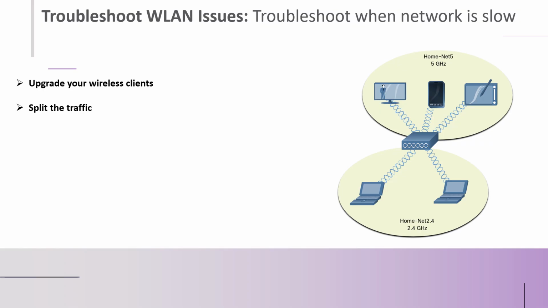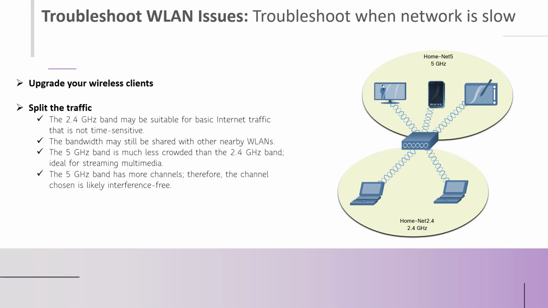There are several reasons that we use a split traffic approach. The 2.4 GHz band may be suitable for basic internet traffic that is not time sensitive. The bandwidth may still be shared with other nearby wireless LANs. The 5 GHz band is much less crowded than the 2.4 GHz band, ideal for streaming multimedia. The 5 GHz band has more channels, therefore the channel chosen is likely interference-free.